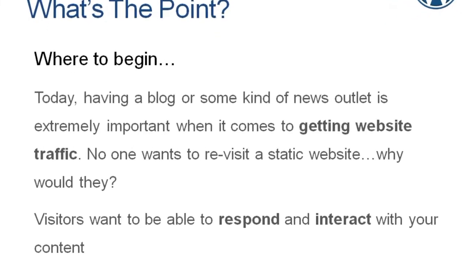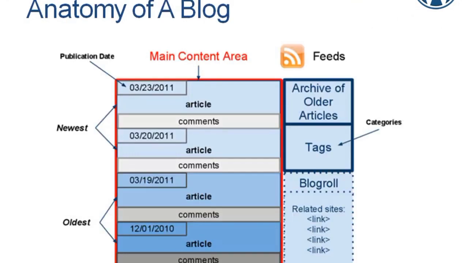Okay, this diagram I got off wordpress.org, and it basically shows how most blogs are set up. I would say anywhere from 80 to 90% of the blogs on the internet are set up like this, or pretty similar. Some have three columns, with another sidebar on the left side, but for the most part, the left side is one big column, and then we have the skinny column on the right.